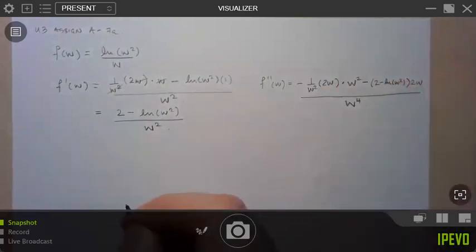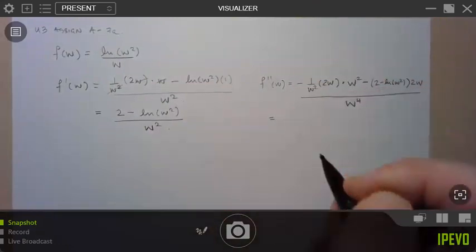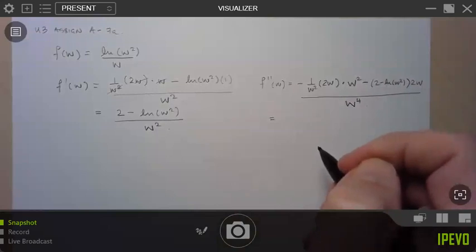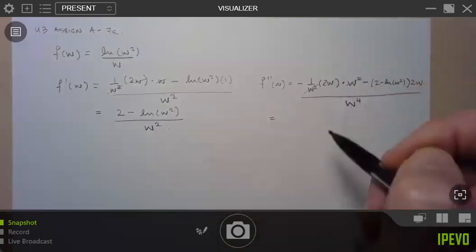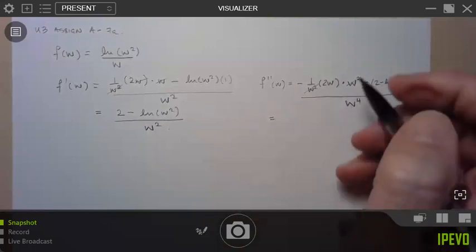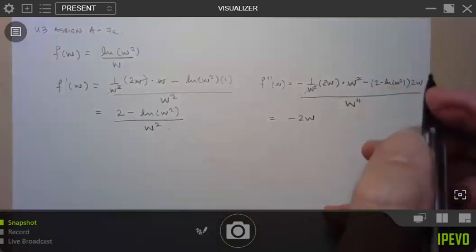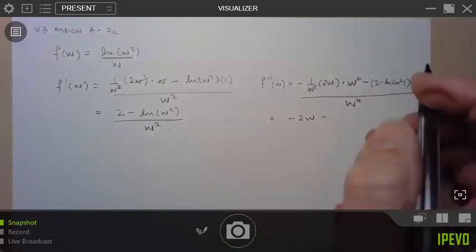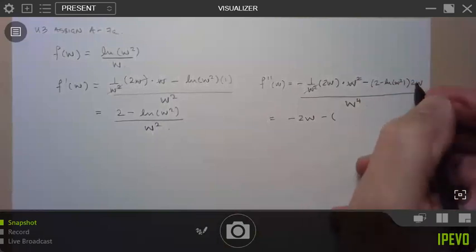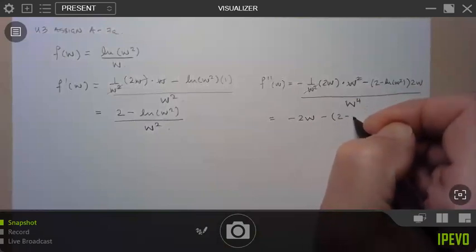This is where I'm going to carefully simplify, because there's a lot going on. I definitely see this w squared and this w squared, that's gone. So I'm left with negative 2w, and then here I'm left with minus, I'm actually going to leave this in the bracket because I see there's a negative 2w there. So I'm going to write an extra line.